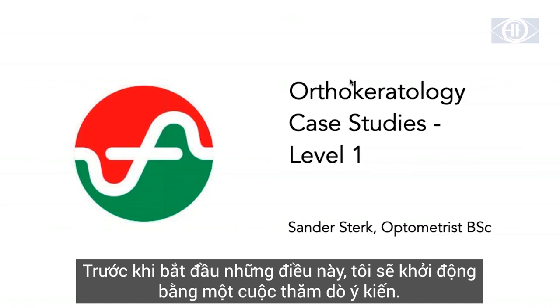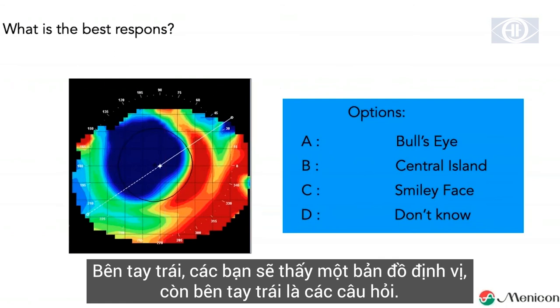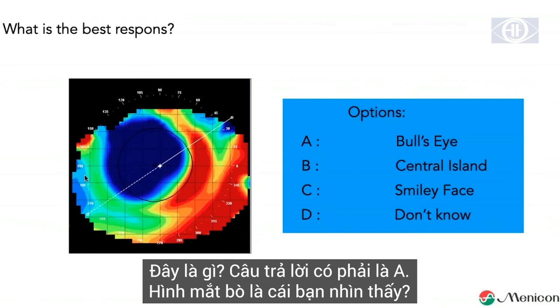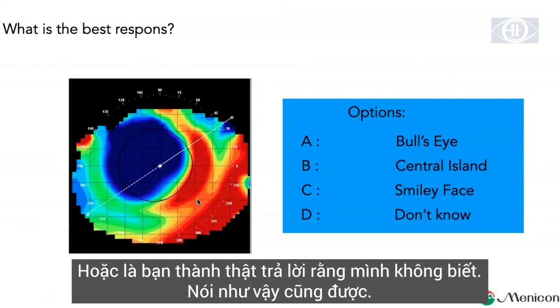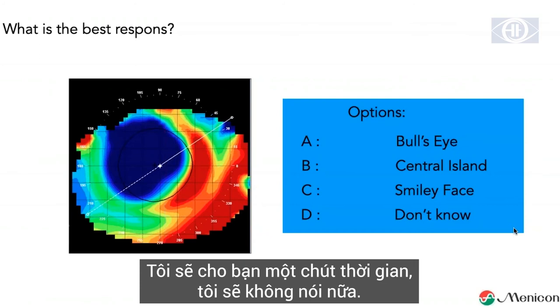But before we start with all these things, I like to start with a poll. On the left side, you will see a topo map, and on the right side you will see the questions. Is it answer A, the bullseye that you see, or is it B, a central island? Is it C, a kind of smiley face, or are you honest and say, okay, honestly I don't know? It's fair enough to say that as well. So that's the question. If you look at this image, what will your choice be? I give you a couple of seconds, and I shut my mouth.